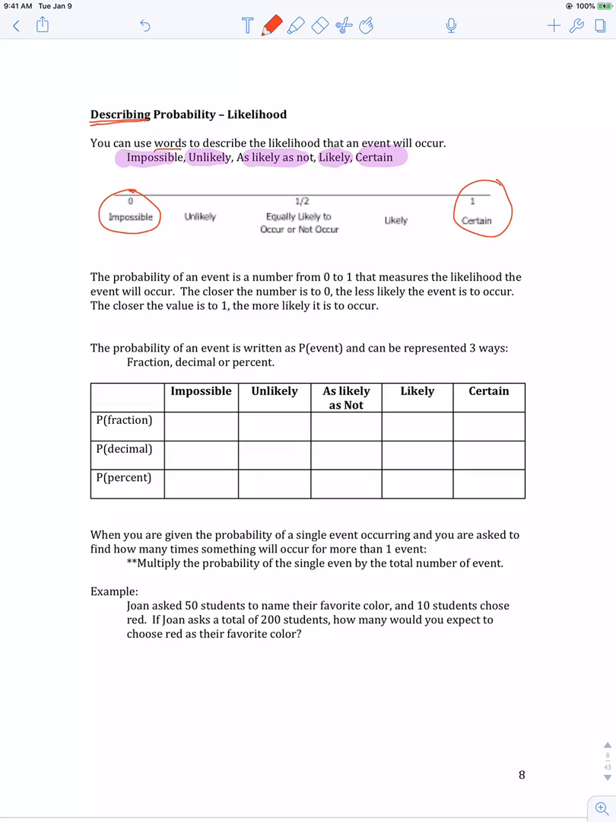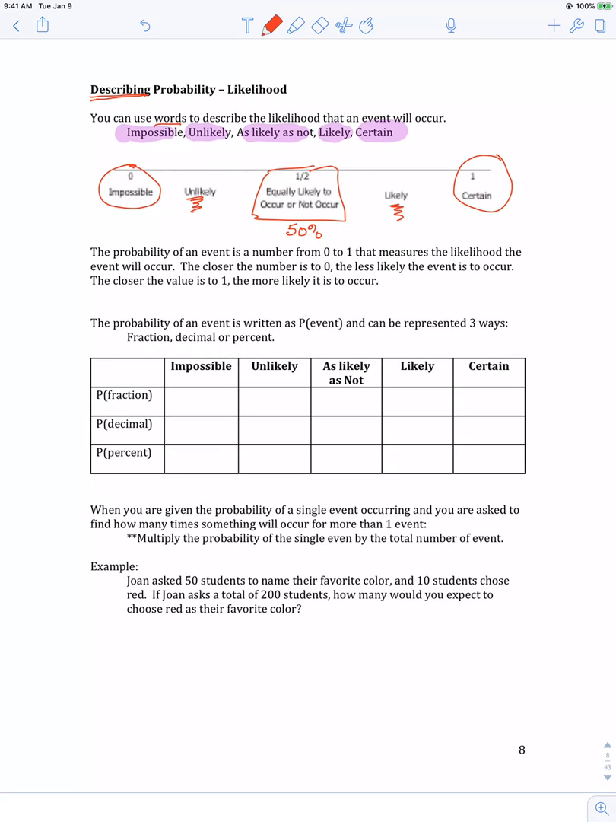As likely as not, or equally likely, is smack dab in the middle. And that's a 50-50, if I write the percent, 50% chance of something occurring, just as much as 50% chance of something not occurring. Now, the harder ones are the ones that aren't as direct, likely and unlikely, because they are in a range. They are in between.